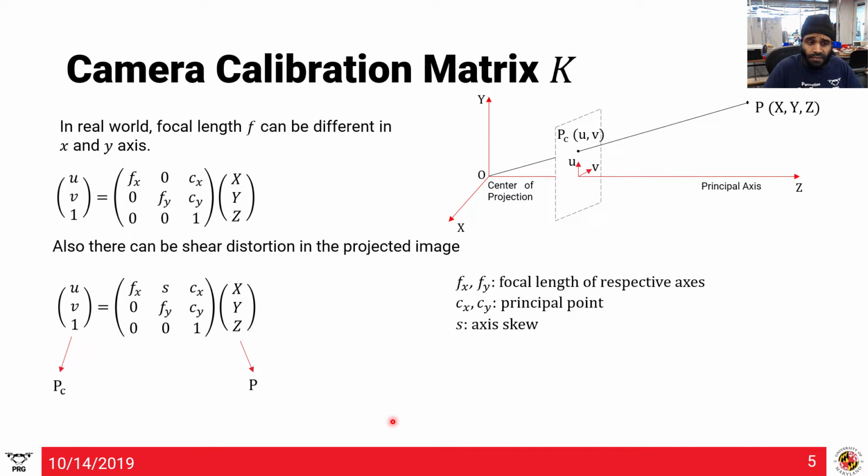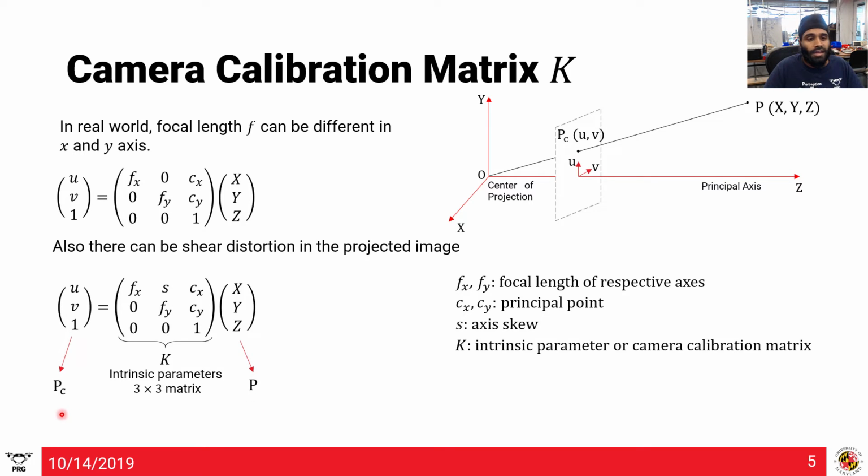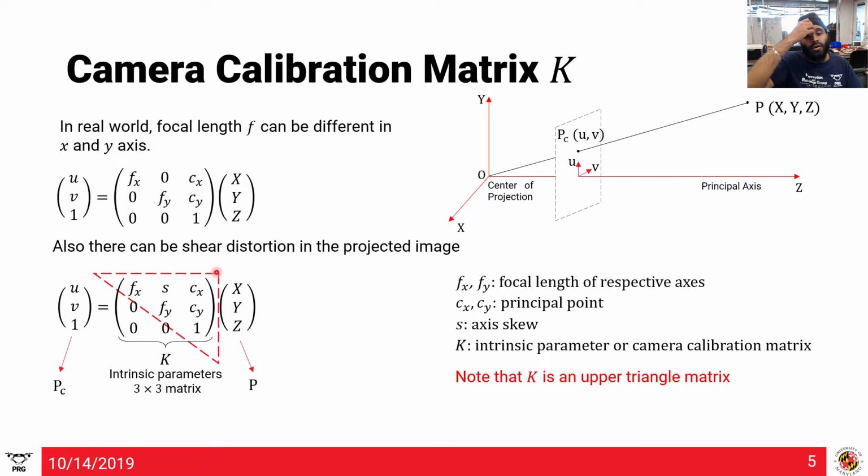Okay. So P is my 3D world point, PC is my projected coordinate system or projected center, and this matrix that you see here, which has my focal length, principal points, and skew, is called the K matrix, which is also known as the intrinsic parameters of a camera. It's a 3x3 matrix, and note that it's always an upper triangular matrix.